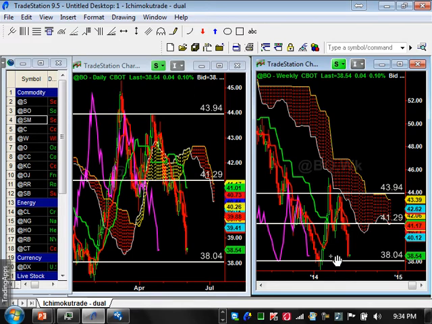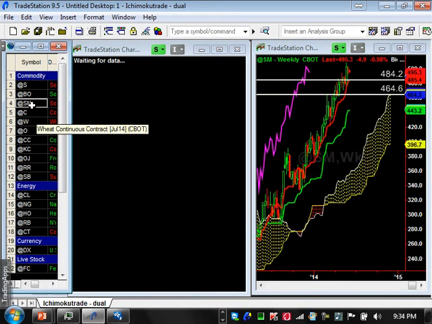But this is bearish trending on both the daily and weekly, and it looks like at least it's going to get to 38 with a high probability. And after that, we're not sure. We have to look at the charts.